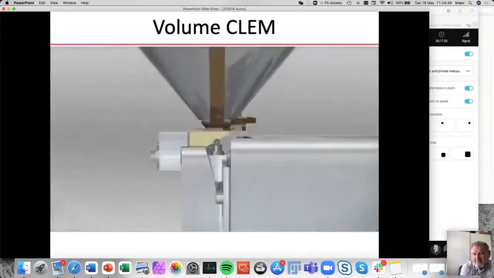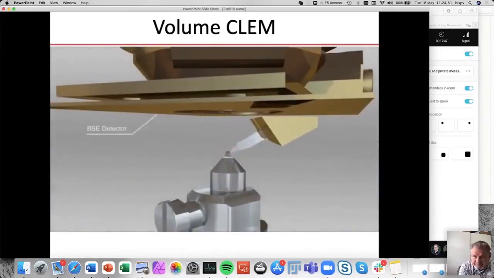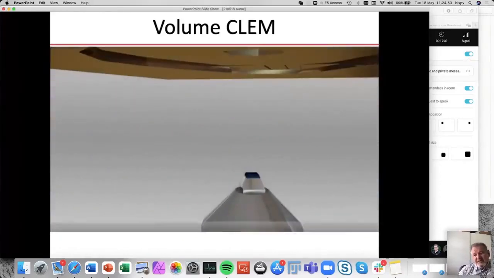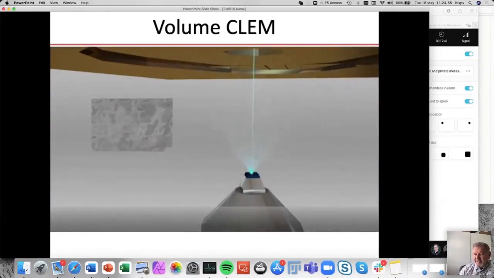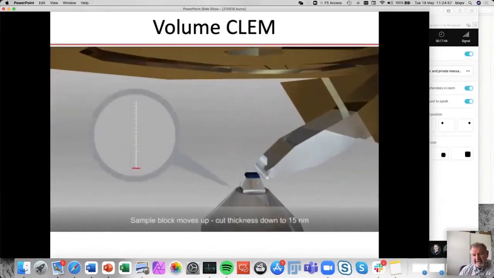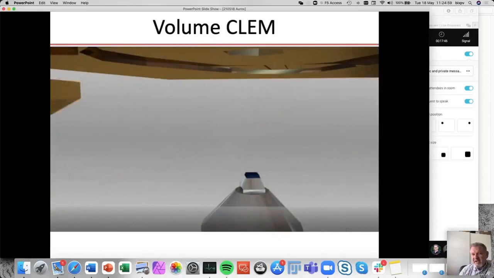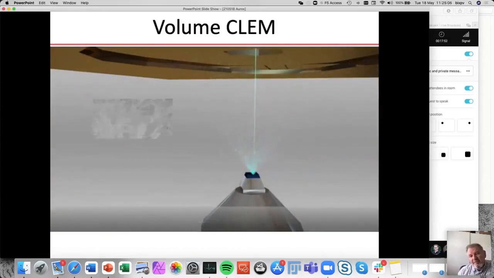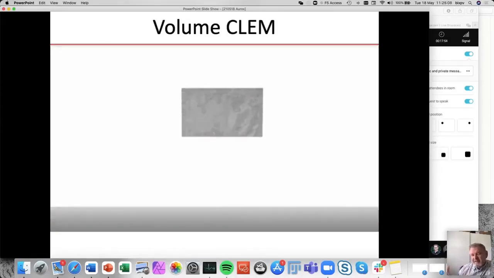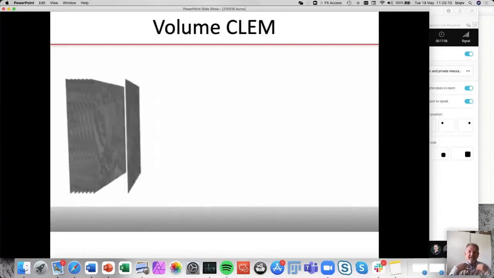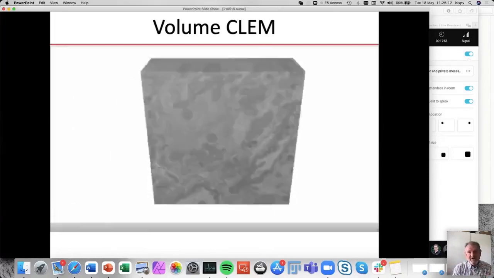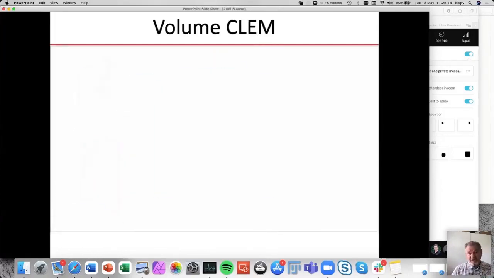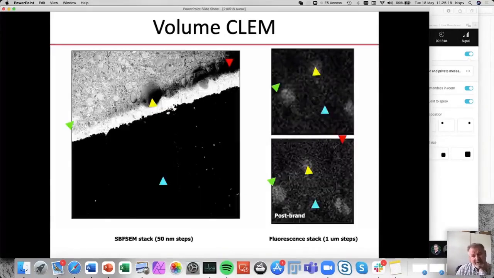So I've sped up this movie twice, just so you get a feel. What it does, it has this microtome inside the scanning electron microscope, and it slices off the top, scans the surface, slices off the top, and continues to do that. So in that way, we can build large volumes of high resolution ultrastructural data. And that's what we've done here as well.